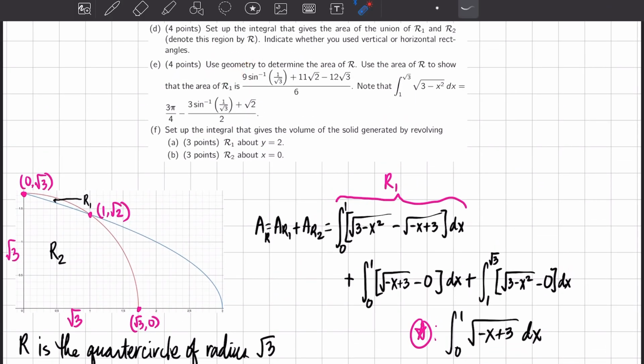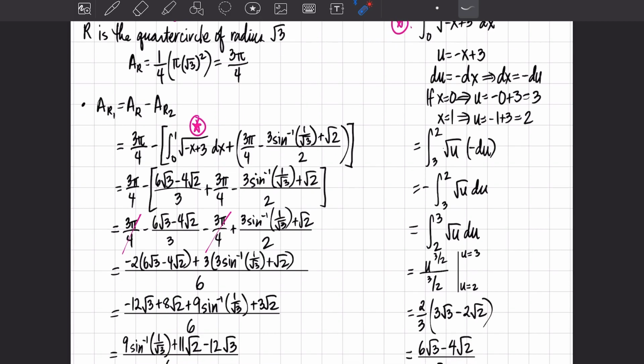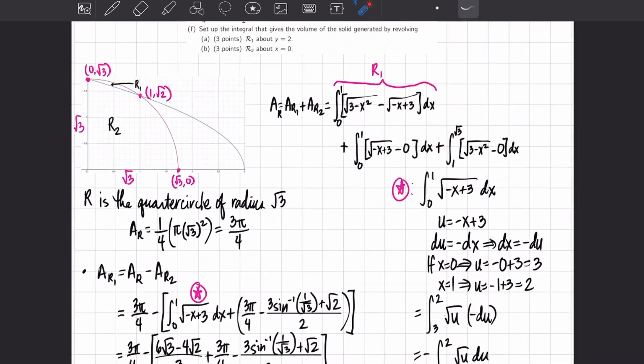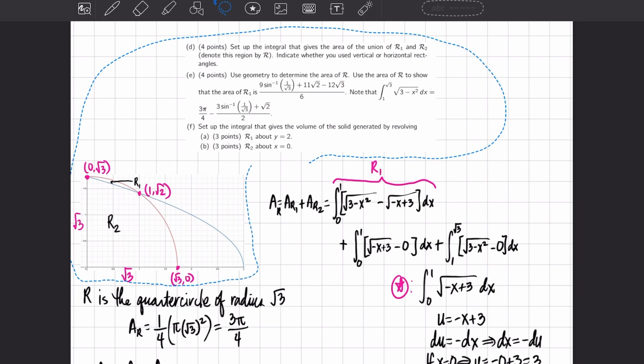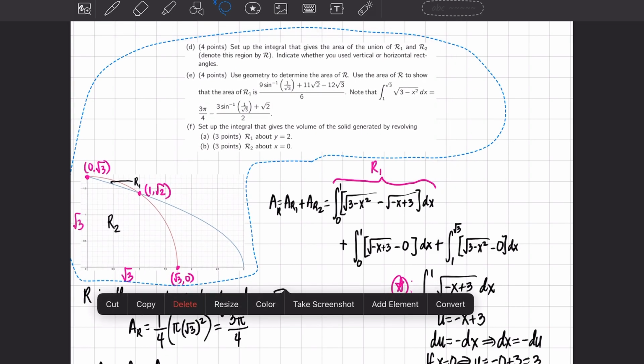Okay? So letter E, that's quite easy as well. Now let's proceed to letter F. We'll need our diagram again here.